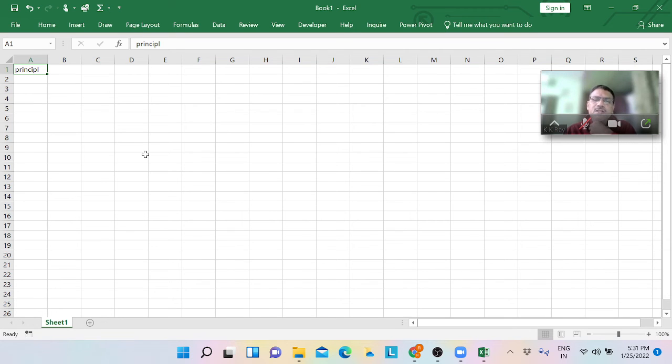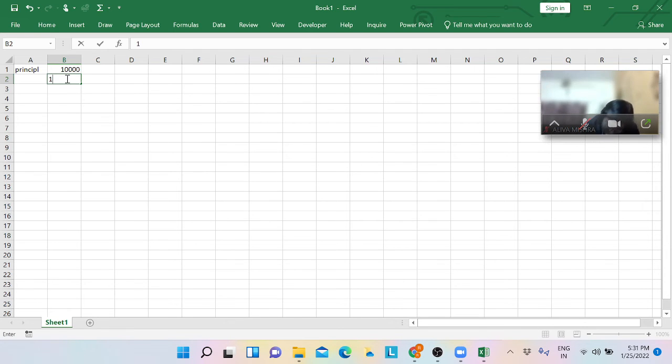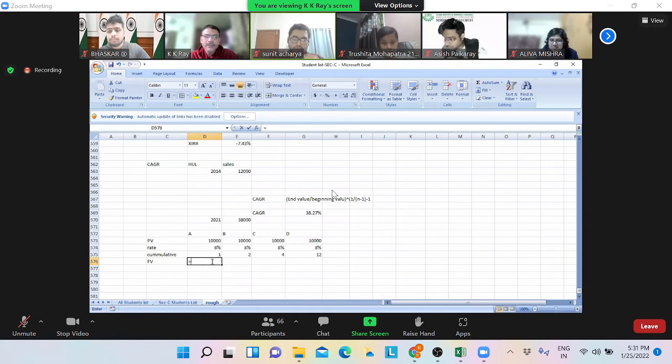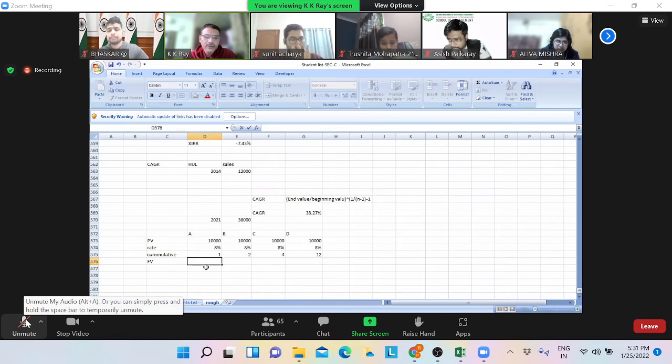So first case is how much? So 10,800. First case, 10,000. So future value here, how will we do that? Present value into future value.